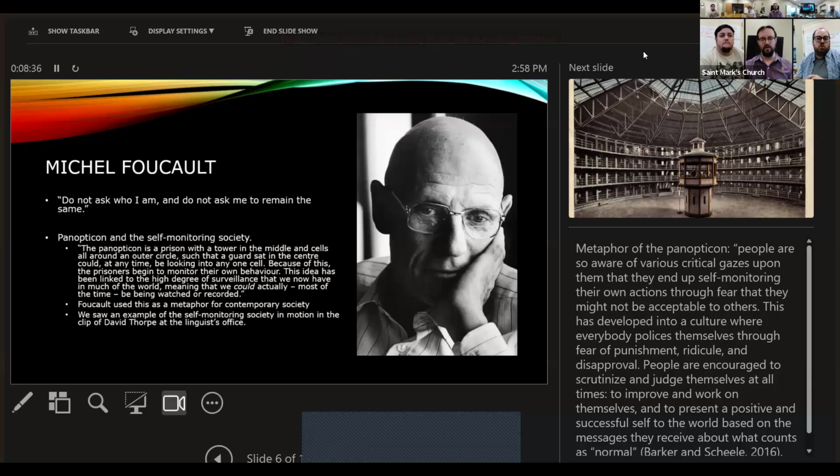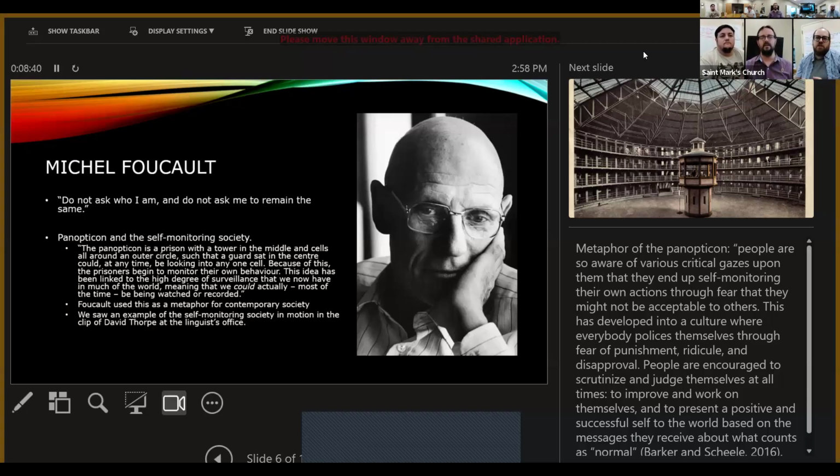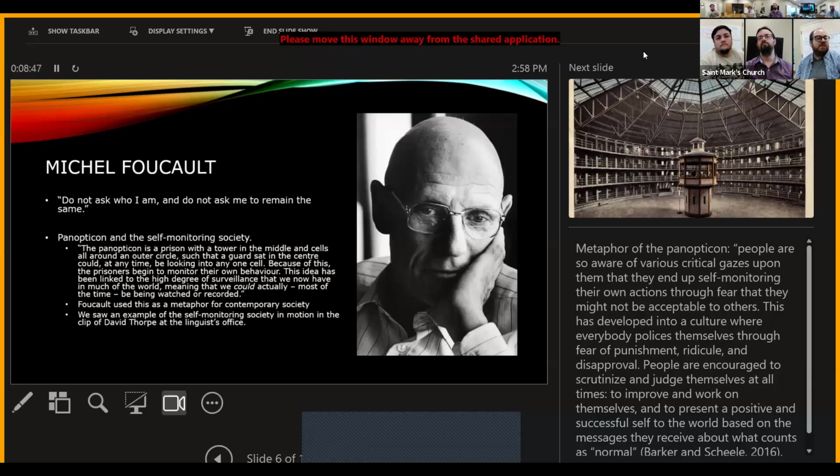Yeah, they put us as the guard in the tower rather than understanding that we're all the prisoners on the outside. Yeah, exactly. That's very interesting. I didn't think about that.